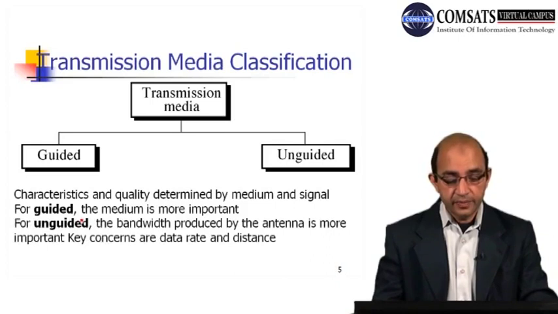For guided, the medium is much more important. For unguided medium, there are some other factors, other parameters that are important. For example, the bandwidth that is produced by an antenna is more important. The data rate is also important, alongside the distance between repeaters.